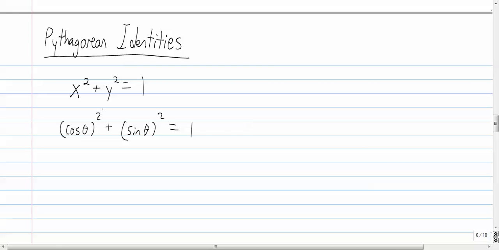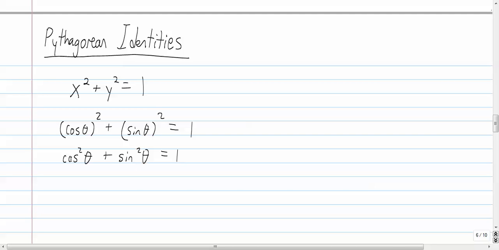Now, we usually don't write the power on the outside like this for trig functions. So this is cosine squared theta plus sine squared theta equals 1. You write the power in between the trig function and the angle measure.